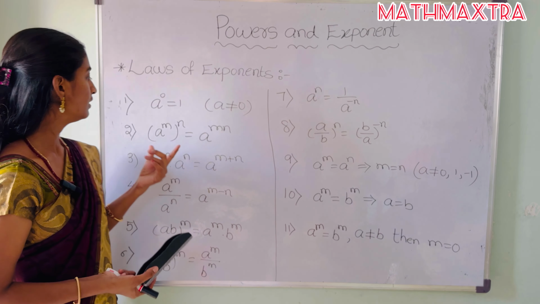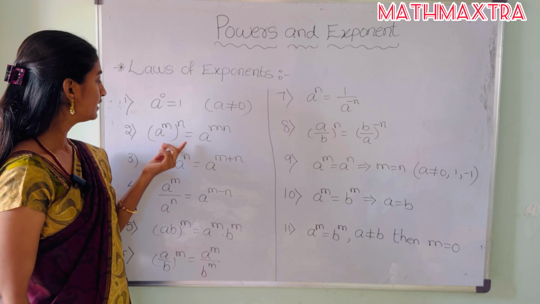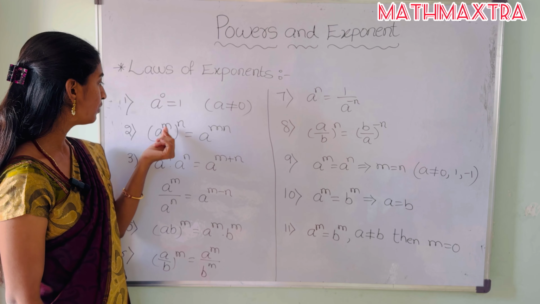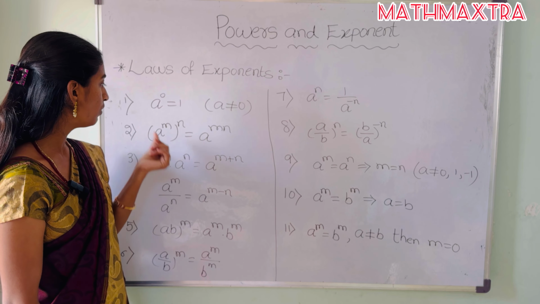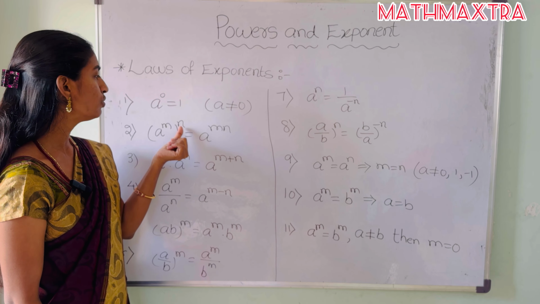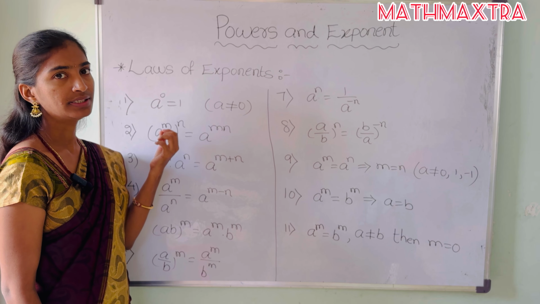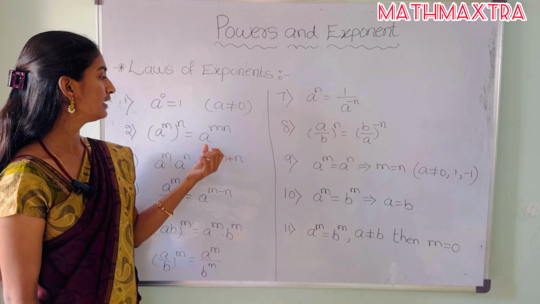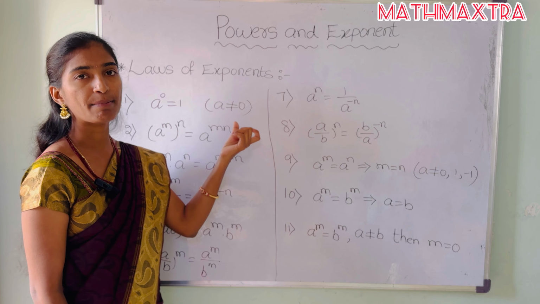Okay, and let's move to the second law. In this, a to the power of m, all to the power of n, means these two powers are multiplied. Then you can write this as a to the power of mn.